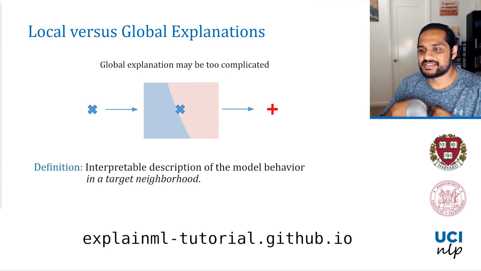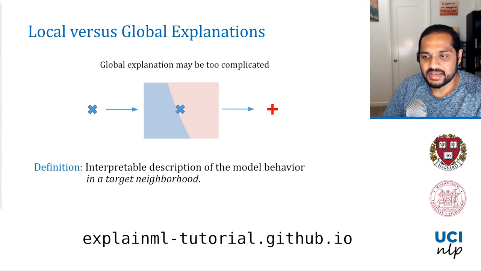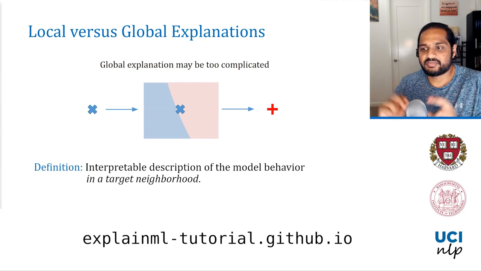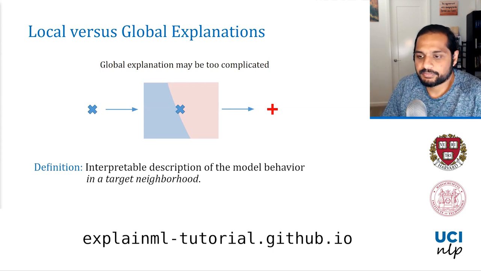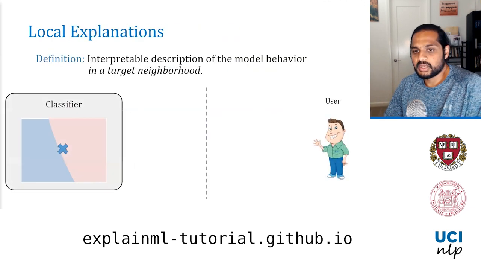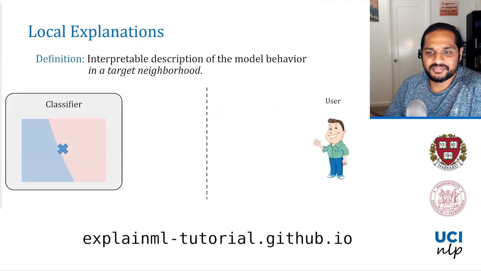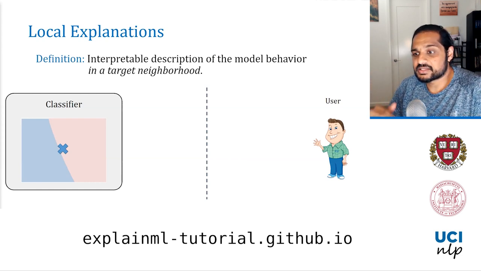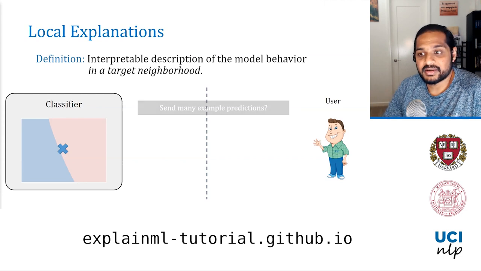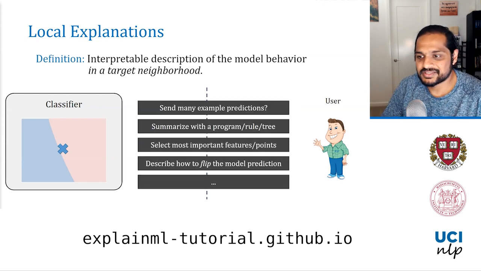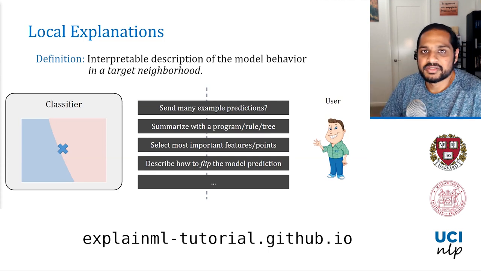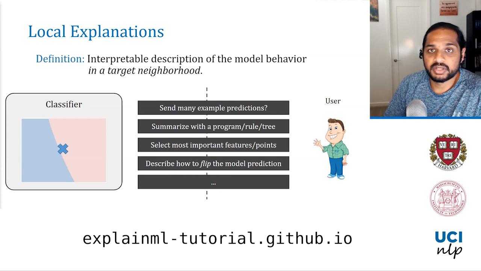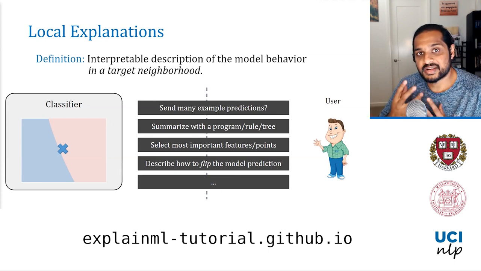And so if you have to put a definition for what a local explanation is, it's pretty much the same thing: an interpretable description of the model behavior with the caveat that it has to be in a target neighborhood. And that's what makes it local. So let's take this definition and see what fits and what doesn't fit into the definition of this local explanation. And it turns out all the different ways of communicating that we had earlier, like sending many examples, summarizing it with a program, all of them translate pretty much to the local setting as well. So all of them could be local if what they're trying to do is describe a target neighborhood.